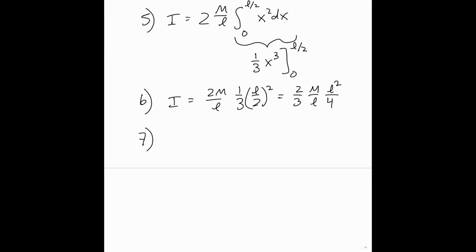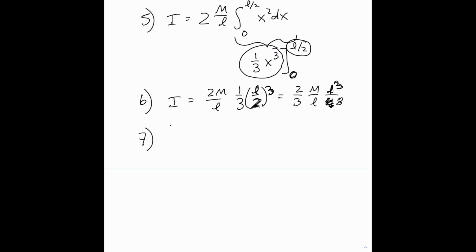Oh, I'm sorry. Cubed. So this is cubed. And this is 8. Got that? 1/3 x cubed. Our lower limit just gives us a value of 0. So our upper limit of L over 2 cubed, L cubed, and 2 cubed is 8.